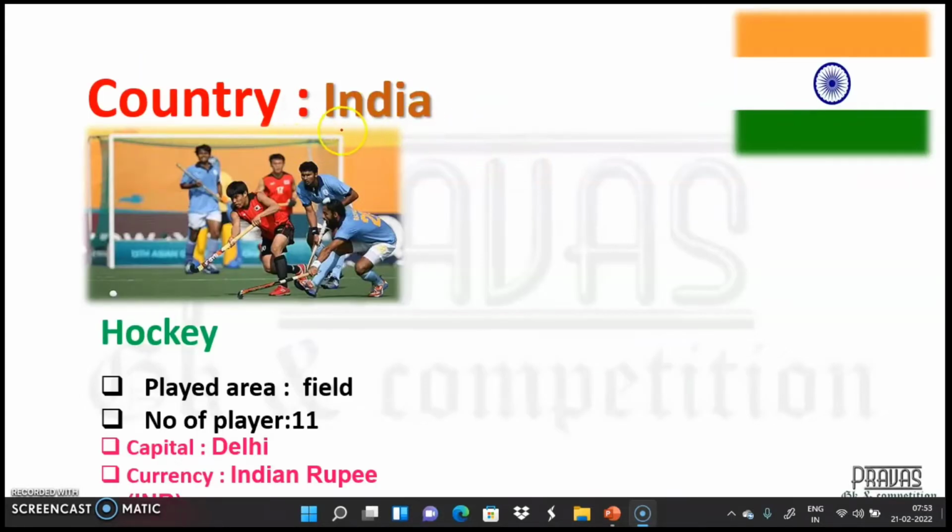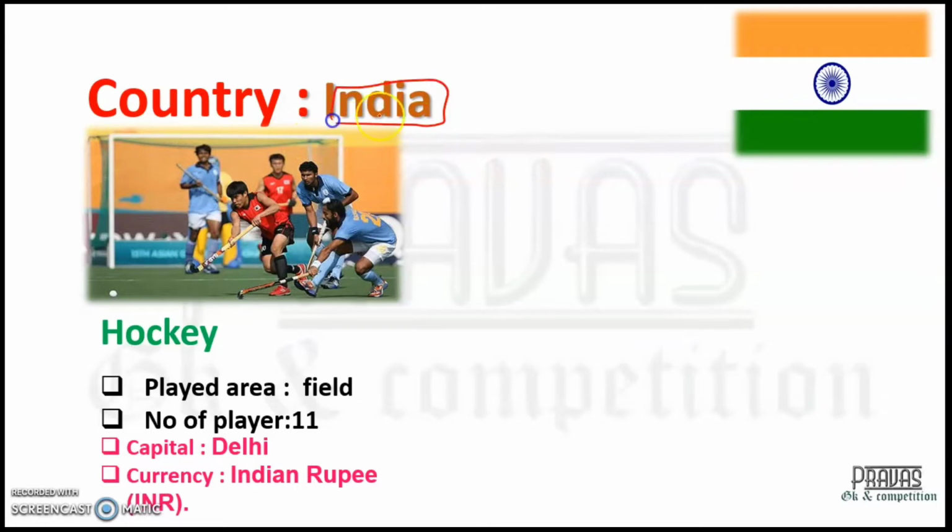The first country of today is India. India's national game is hockey. Playing area is field and the number of players in each team is 11. Our capital is New Delhi and currency is Indian rupee.